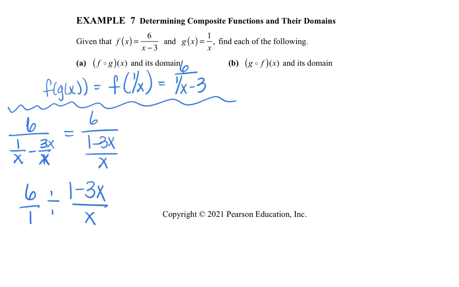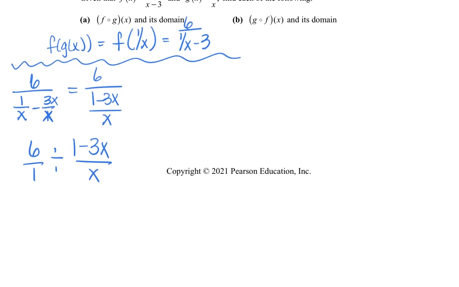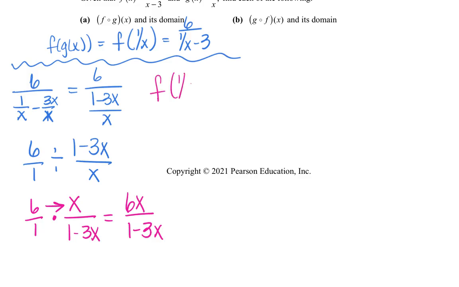And if you remember your rules when you were learning division, you keep the first fraction, you change your division to multiplication, and you flip the second fraction. So now we multiply straight across: 6x, and then 1 times anything is unchanged. So what we have is f of g of x equals 6x over 1 minus 3x. So that is the composition of f of g of x. Now, what is the domain?